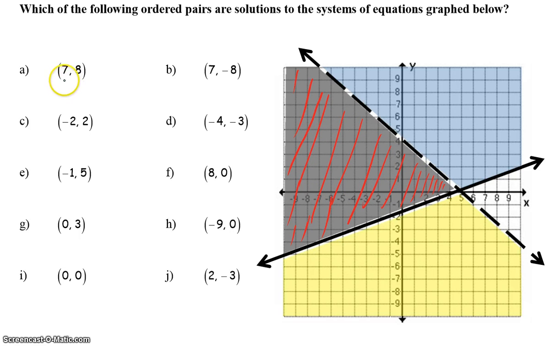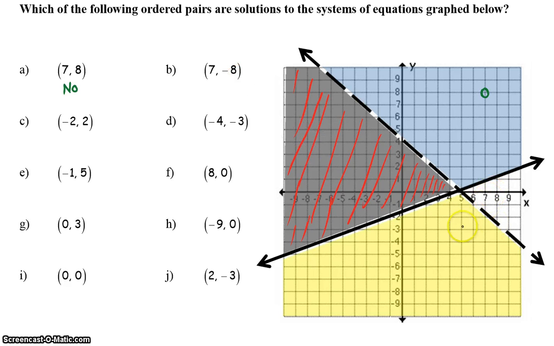If we look to graph each of these points, 7 in my x, 8 in my y, is located up here. It's in a shaded region, but not the dark shaded region. Therefore, it's not in the overlap section. So this point is not a solution to the system. That point, in fact, would only be a solution to this inequality here, because that inequality is shaded above, but not to the second inequality with my dashed line, so it's not a solution to the entire system.